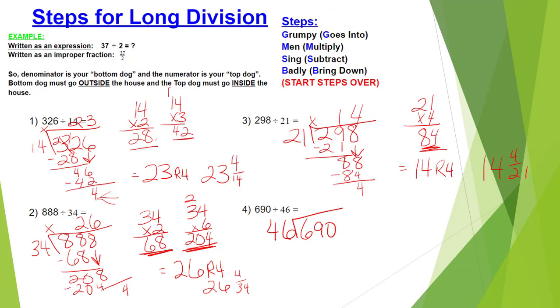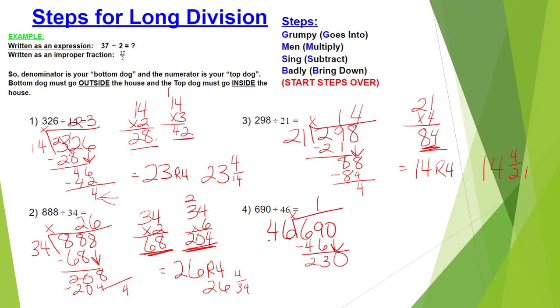Goes into. How many times can 46 go into 6? Well, it can't because 6 is smaller than 46. How many times can 46 go into 69? Well, it can go 1 time because more than that would be too big. 1 times 46 is 46. Subtract. Bring down.